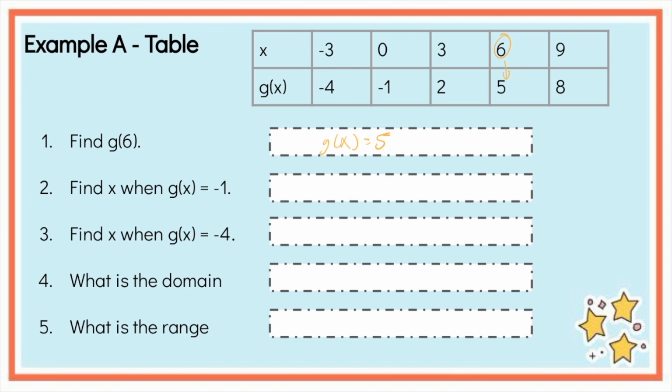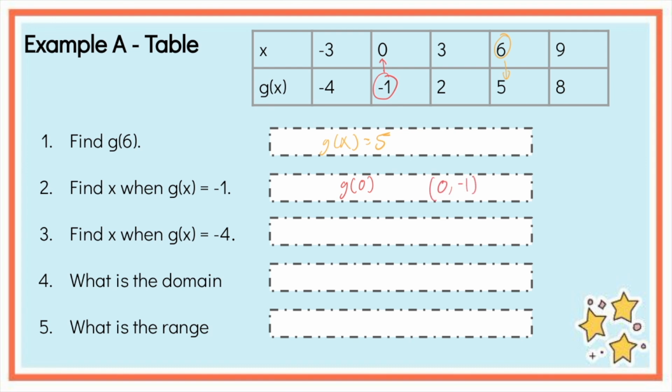Number 2 says find x when g of x is equal to negative 1. So we see that negative 1 there is outside our parentheses, so that is our output. So looking at our table here, we can see that negative 1 is going to be there. So our x-coordinate, or our input that's going to be matching up with that, is going to be 0. So if we were going to write that, it would be g inside the parentheses as 0, because that is our input. Or we could write this as an ordered pair now with 0, negative 1.